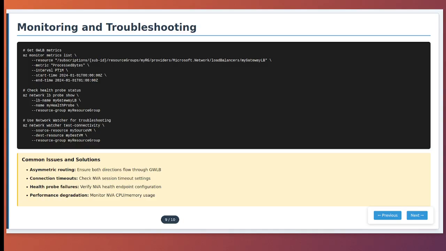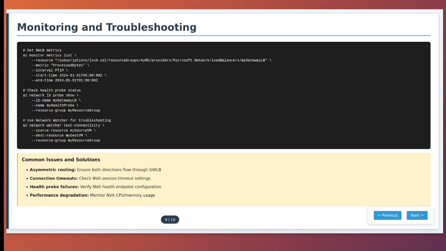Review your NVA timeout settings and ensure they align with your application needs. When packets seem to disappear, use packet capture on your NVAs. Capture on both the VXLAN interface, where encapsulated traffic arrives, and on the regular interfaces, where decapsulated traffic is processed. This helps identify whether the issue is with GWLB delivery or NVA processing.